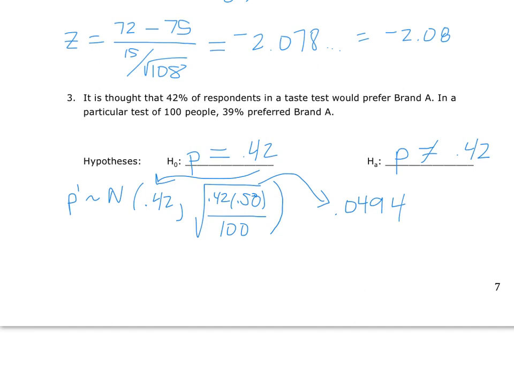We can now calculate the test statistic, z. We take p prime, the 39% resulting from the sample, so 0.39, minus p sub 0, the 0.42, and then divide by the standard deviation of 0.0494. That gives us a test statistic of negative 0.61.